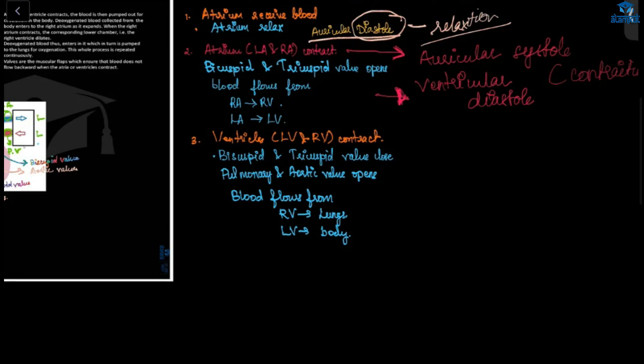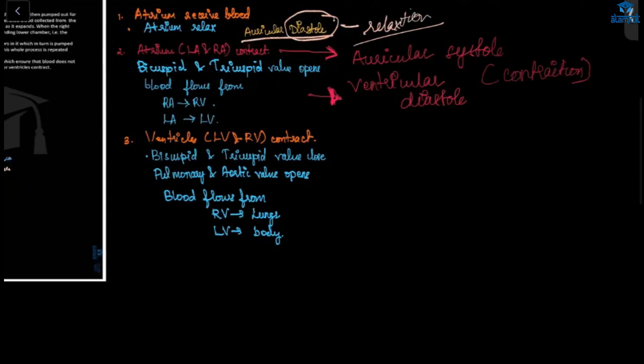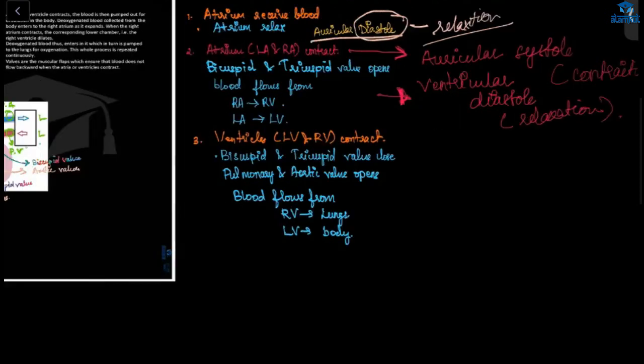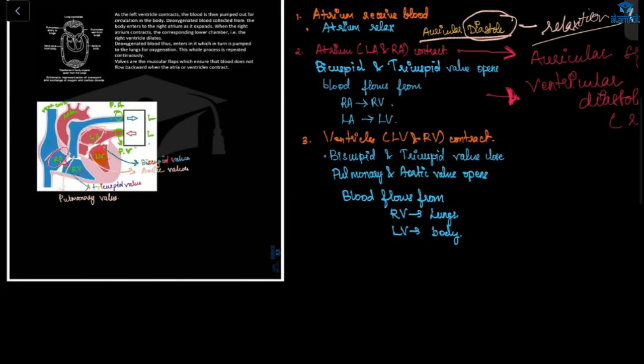So the atria are going through contraction, which is called auricular systole, and the ventricles are in a relaxed condition, so it is called ventricular diastole. The blood will flow from the right atrium to the right ventricle, and from the left atrium to the left ventricle.